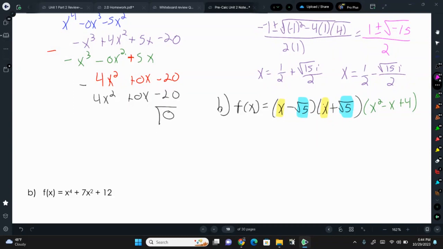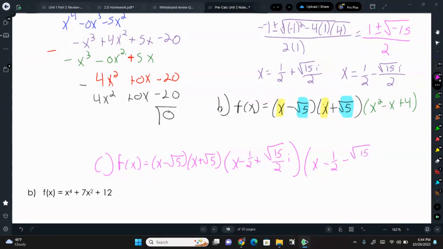All right, then letter C is when we write it all out as linear factors. So we have x minus the square root of 5 times x plus the square root of 5, and then we have to do the imaginary or complex zeros. So x minus 1/2 plus square root of 15 over 2 i, and then x minus 1/2 minus the square root of 15 over 2 i. So that would be my completely factored form with our irrational and complex zeros.